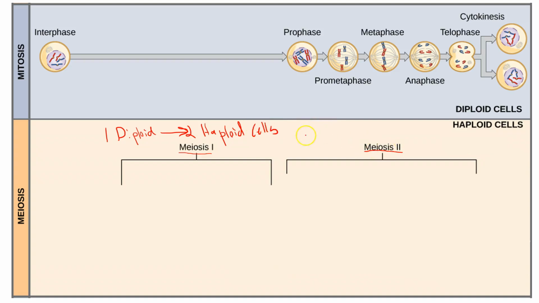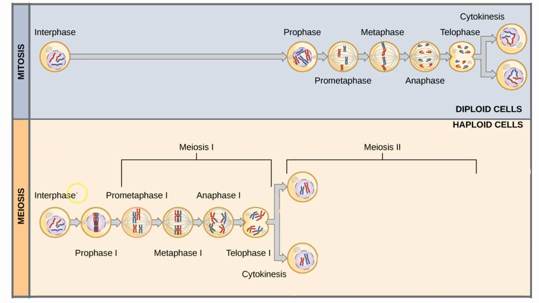And then in meiosis II, each haploid cell divides to form two haploid cells. So if you do the math here, if you have one diploid cell making two haploid cells in meiosis I, and then two haploid cells, each one of these makes two additional haploid cells, then we would come up with 4 total haploid cells at the end. So it looks something like this.